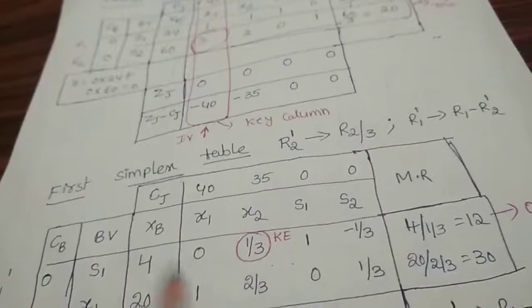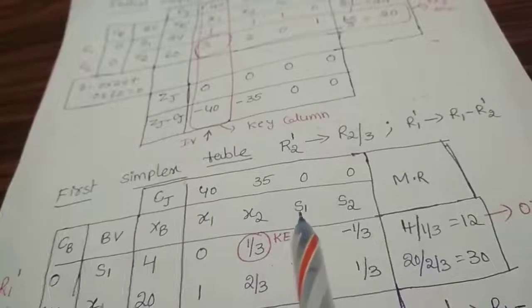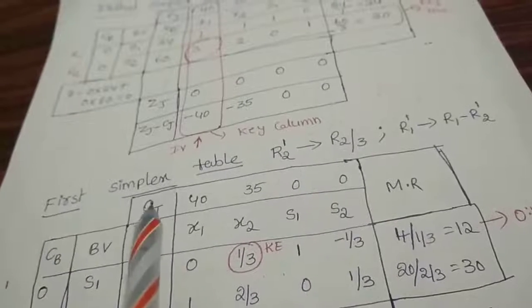Now coming to the first simplex table. So first here also we are taking the same columns cb, bv, xb, x1, x2, s1, s2. Next we are taking the cj, that is the objective function values: x1 coefficient value is 40, x2 coefficient value is 35, s1 coefficient value is 0, s2 coefficient value is 0.